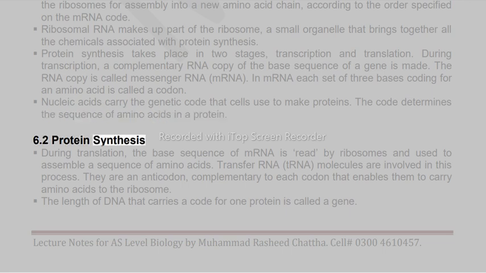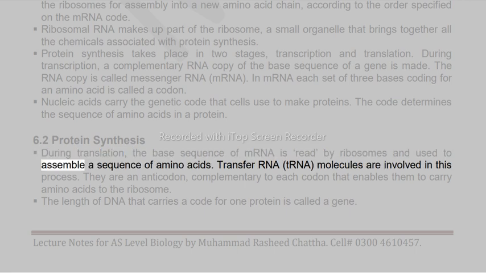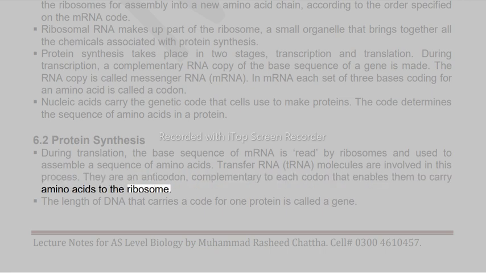6.2 Protein synthesis. During translation, the base sequence of mRNA is read by ribosomes and used to assemble a sequence of amino acids. Transfer RNA, tRNA, molecules are involved in this process. They have an anticodon, complementary to each codon, that enables them to carry amino acids to the ribosome. The length of DNA that carries a code for one protein is called a gene.